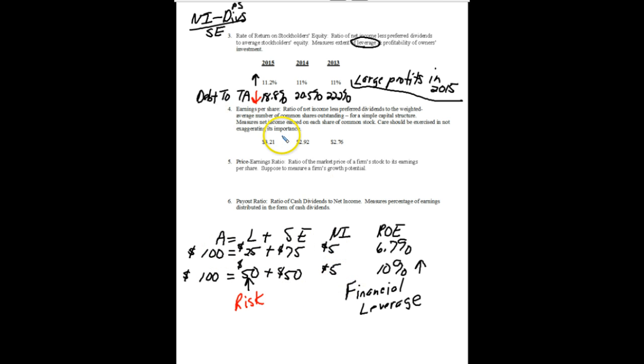Okay, another ratio, earnings per share: net income less our preferred stock dividends, divided by our number of common shares outstanding. We can see that's going up, and that's probably because net income increased year after year, so I'd expect earnings per share to go up. We do want to caution you when you're looking at companies' earnings per share, it can be easily manipulated.